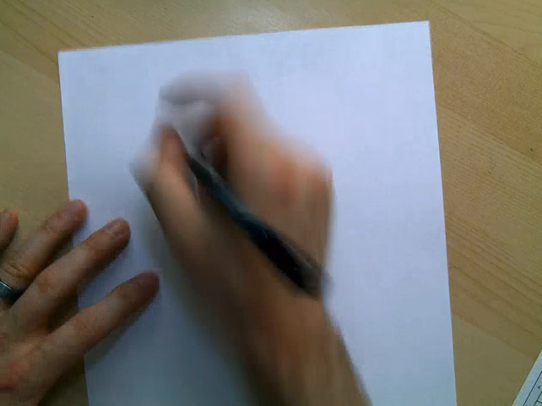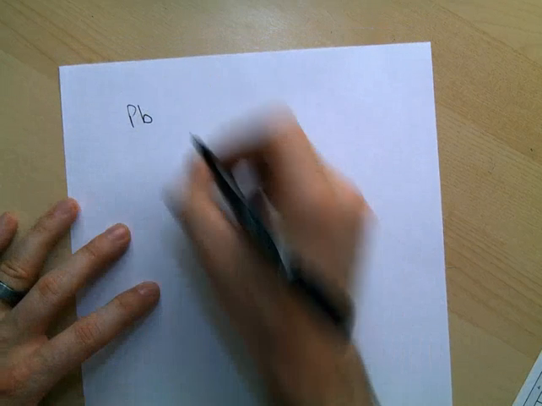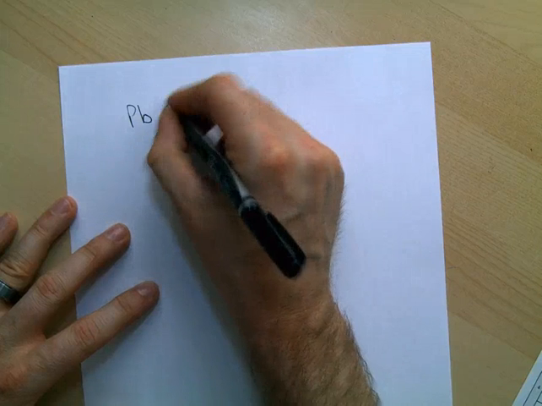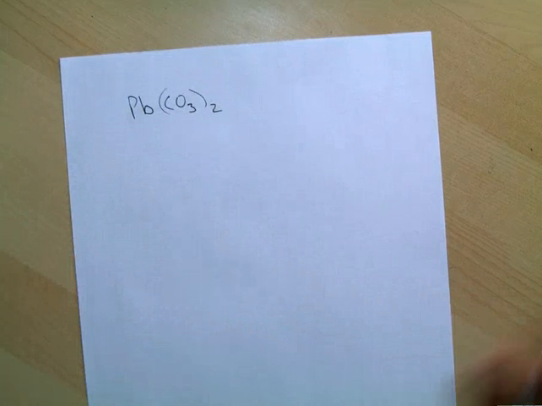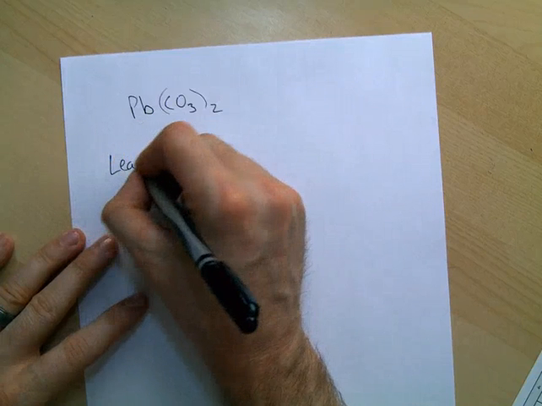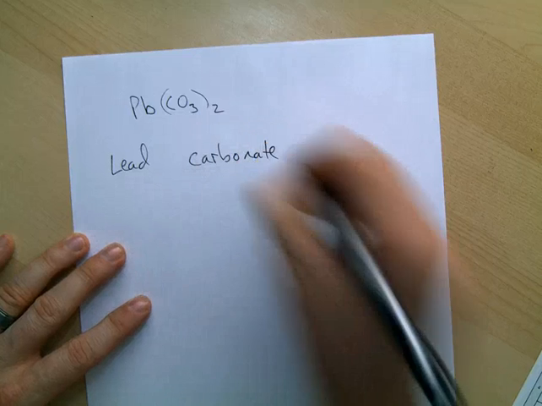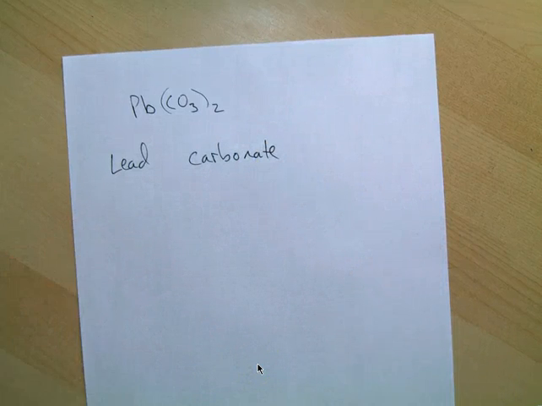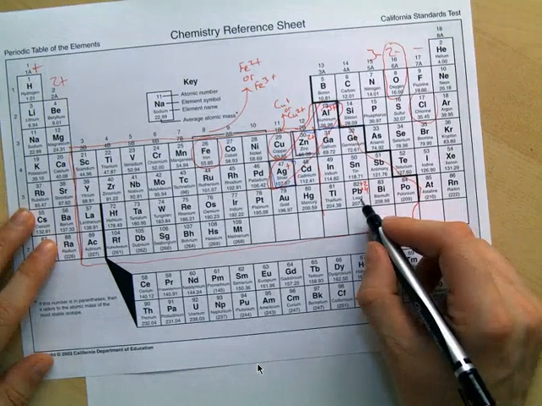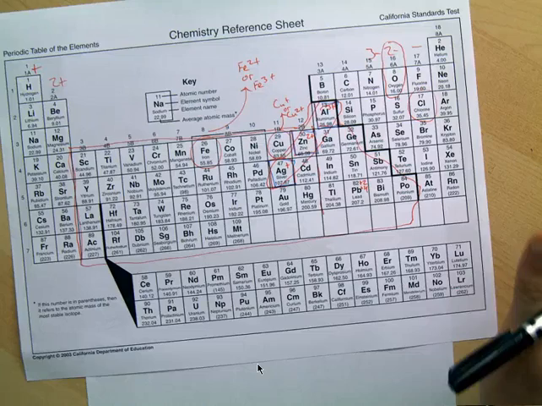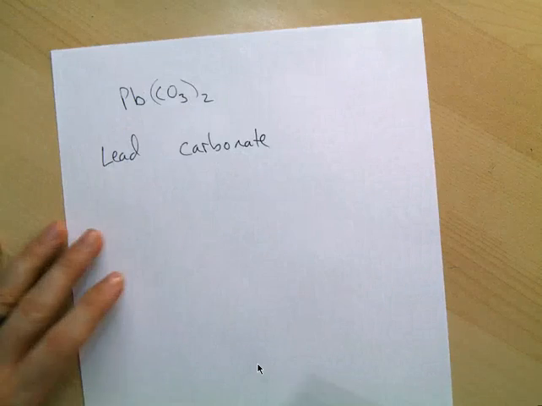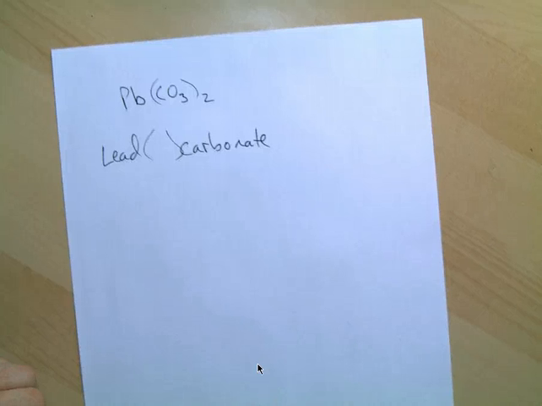Alright, let's do another one. This time, let's do Pb(CO3)2. So let's follow the type 1 naming. It's lead. CO3 I know is carbonate. Question number 1: does lead need a Roman numeral? I look, lead's down here. I know it has this variable charge. It can either be +2 or it can be +4. So I know it needs a Roman numeral, so I'm going to put my parentheses ready for the Roman numeral.